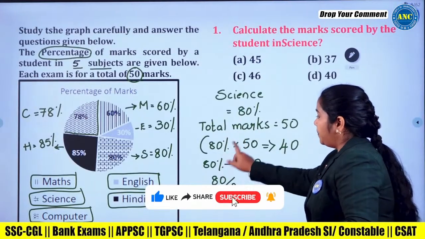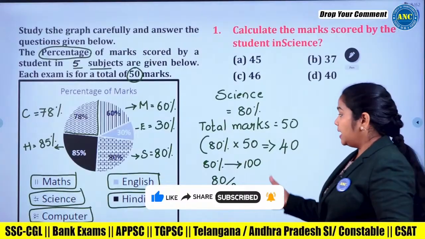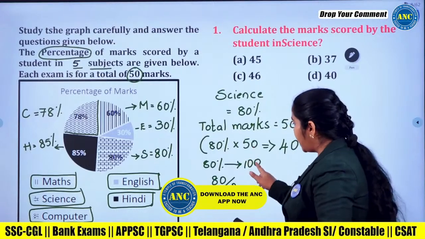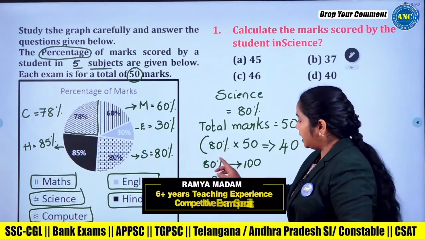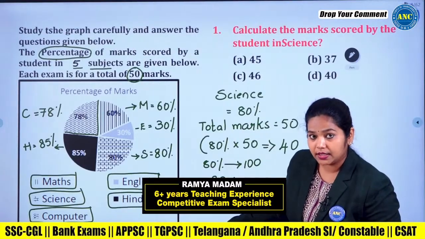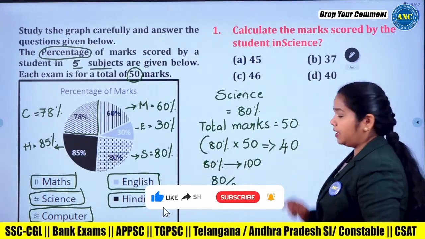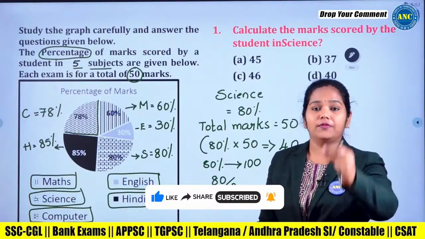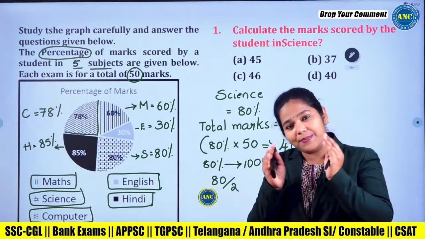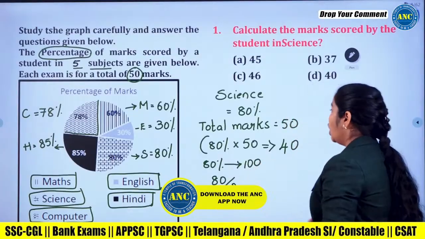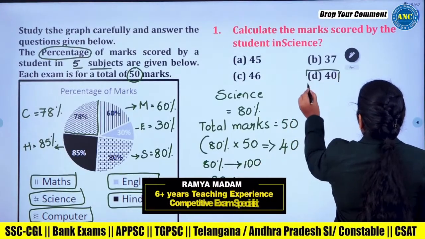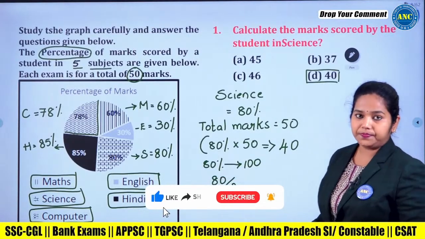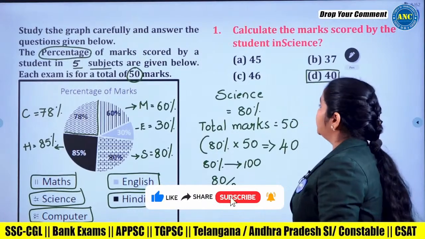Rather than taking 80% of 50 directly, what I took is, if 80% of 100 is 80, then 80% of 50 will be, as 50 is half of 100, obviously half of 80. Yes, half of 80 is 40. Are you able to understand how we can interpret the data and simplify the content? So, option number D, 40 is the correct answer. Hope you all understood this. Right. Shall we go to the next question?